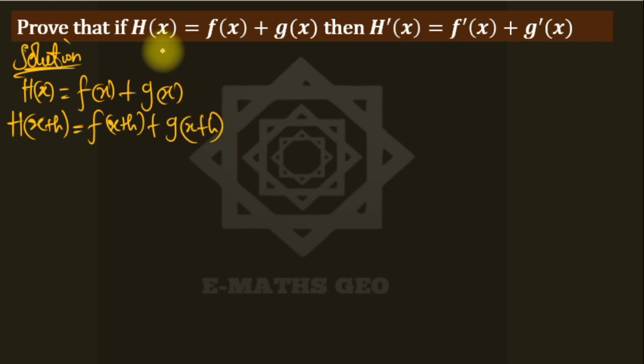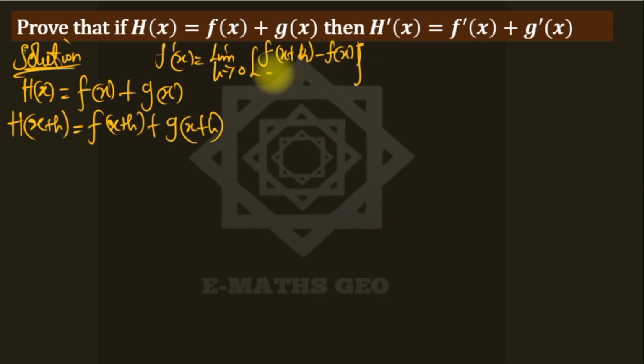Remember, our main aim is that f prime of x, using the first principle, is always the derivative of a function, which is the limit as h tends to 0 of f of x plus h minus f of x, divided by h. So we need to prove this. So from here, we've gotten this.